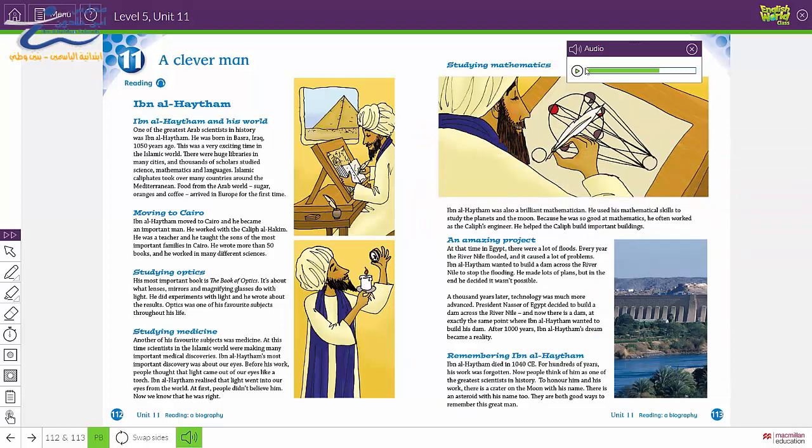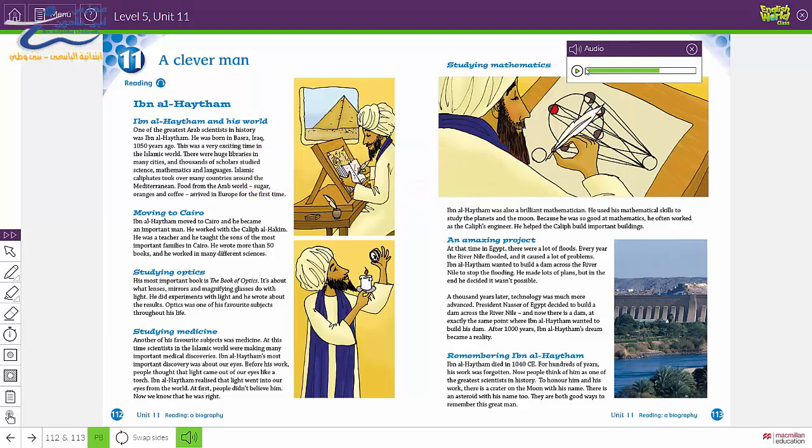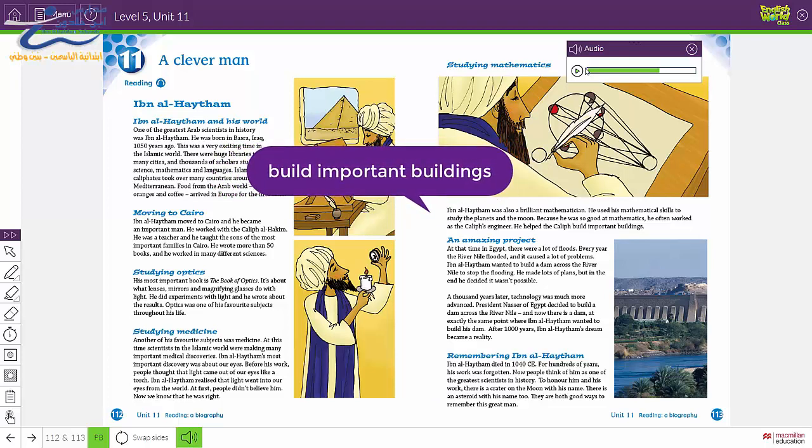Now to the questions. What did he use his mathematical skills to study? Great. The planets and the moon. Question number 2. What did he help the caliph do? Great. Build important buildings.